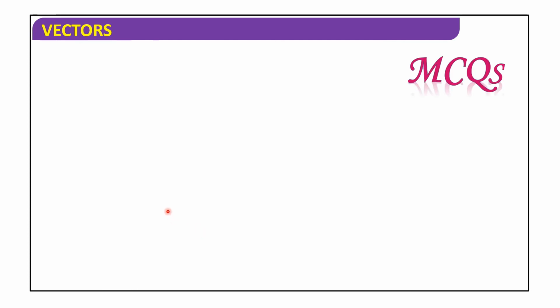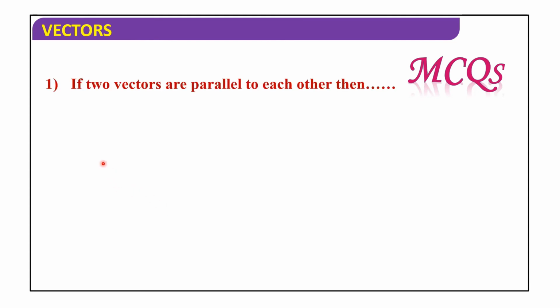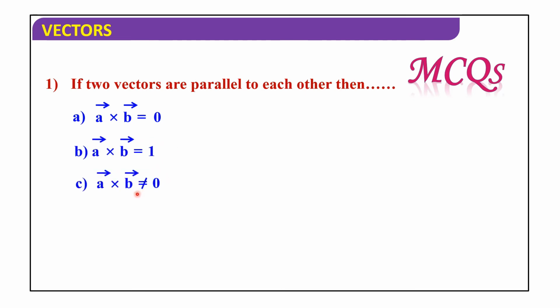Now I will discuss MCQs. If two vectors are parallel to each other, then A bar cross B bar is equal to 0, A bar cross B bar is equal to 1, A bar cross B bar is not equal to 0, or A bar cross B bar is equal to infinity. If two vectors are parallel to each other, then A bar cross B bar is equal to 0.